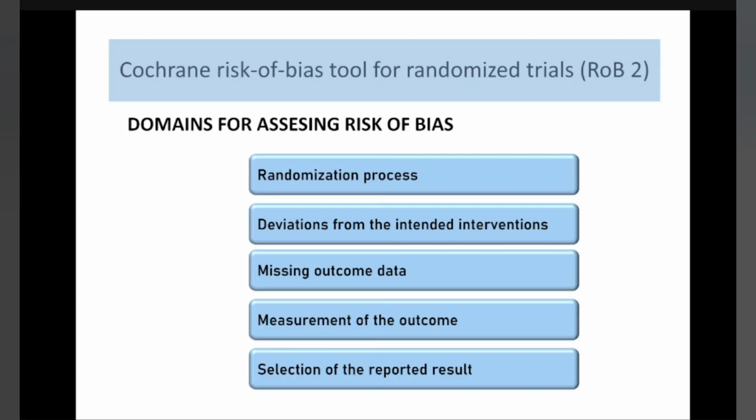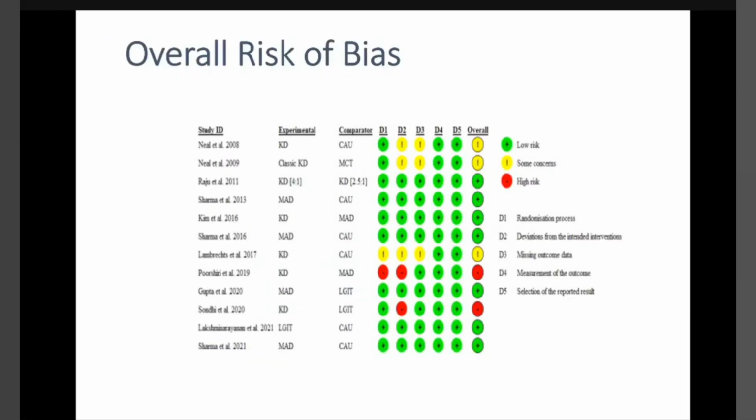So on the basis of these domains, we follow the risk of bias in the included studies, especially for the RCTs. In future classes, we will go in depth into these domains and the ROB2 tool, so that we can go more into the details. And this is how we got the results.